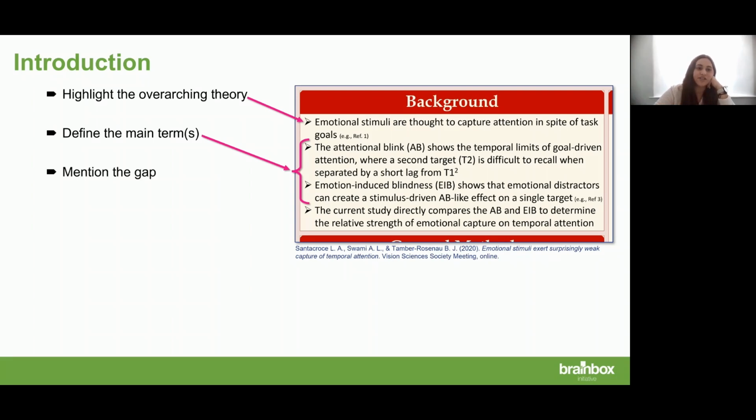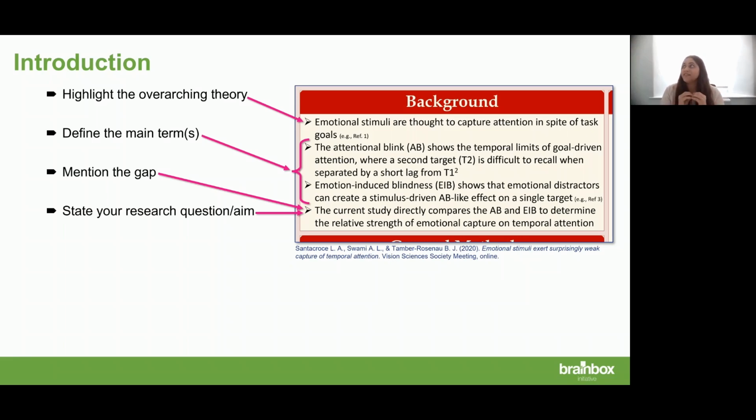And then you're going to mention the gap, which I did here. It's also stating my research question. I kind of merged the two things into one bullet point, saying the current study directly compares the attentional blink to the emotional attentional blink to determine the relative strength. So that's pretty much just saying previous research hasn't done that, so this is what I'm going to be doing, all in one bullet point.